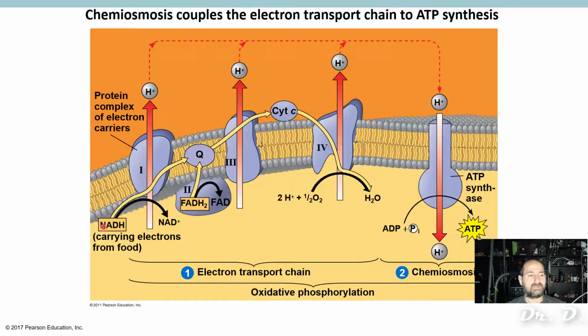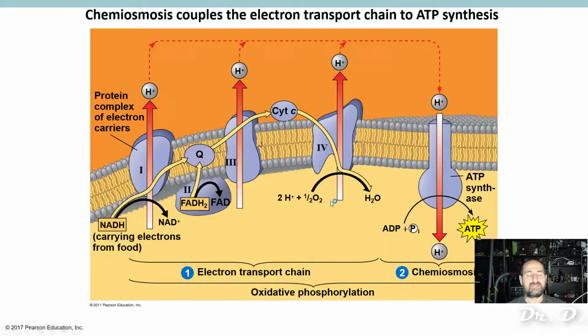Now, what you need to know is for every NADH that drops off its electrons, 10 total protons are pumped. However, it takes 4 to make an ATP and provide it to the cell. So what is the PO ratio? For every NADH, 10 protons are pumped, but it takes 4 to make an ATP. So what's 10 over 4? 2.5. So the PO ratio of NADH is 2.5.